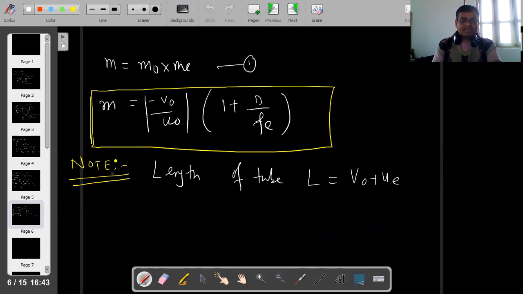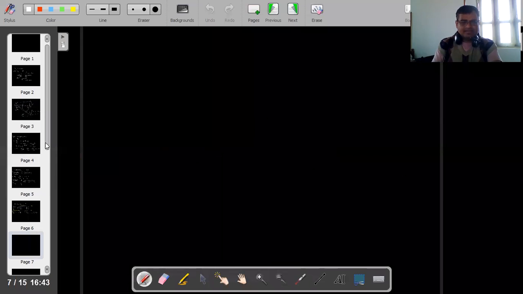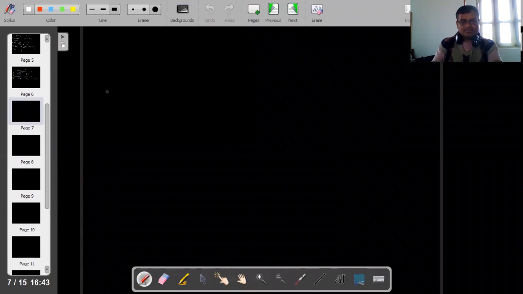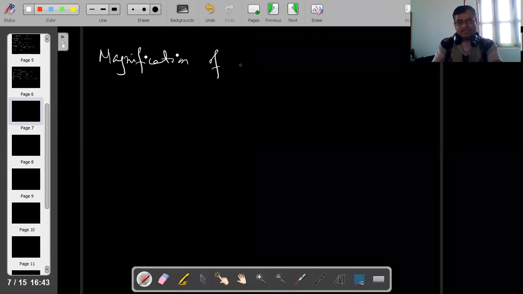So here also you can calculate the magnification when the image is at infinity. Write down. Give the heading: magnification of compound microscope.